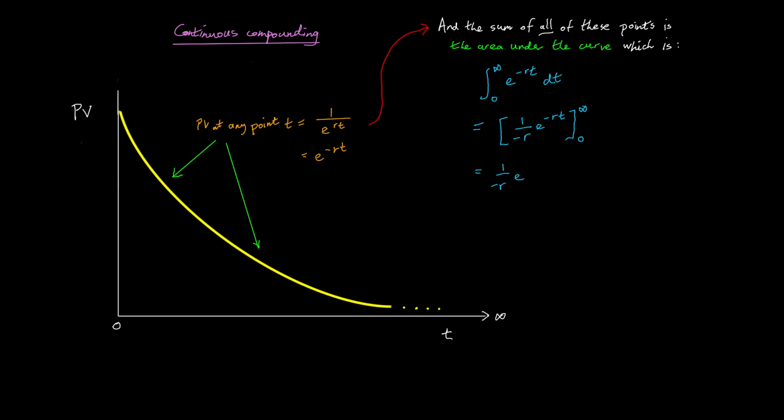As t approaches infinity, the e to the minus rt term approaches 0. When t is 0, the e to the minus rt term resolves to 1. And that means that we have a situation in which the evaluation of that definite integral is 0 minus 1 divided by minus r, which gives us exactly the same result as before, 1 divided by r.